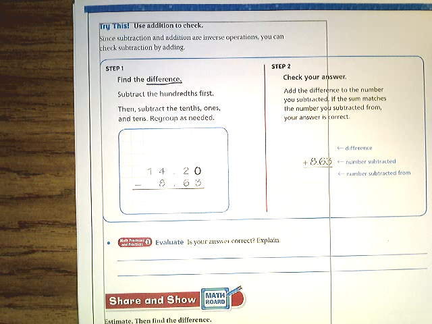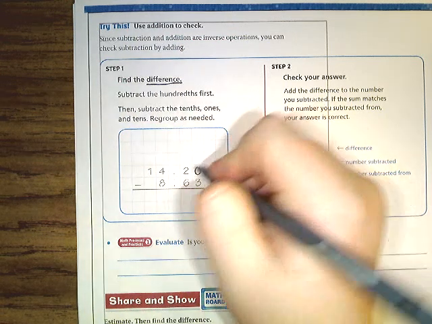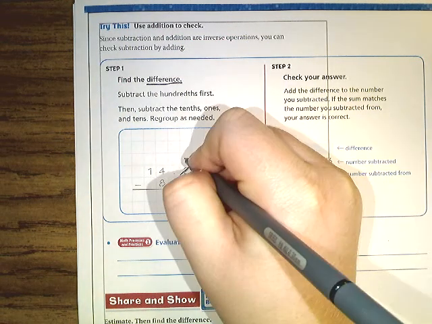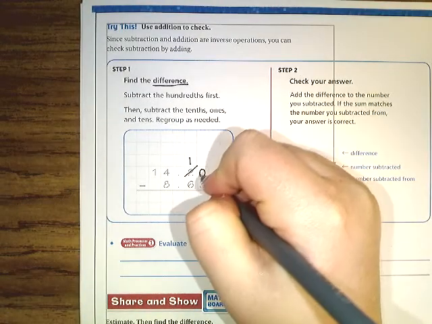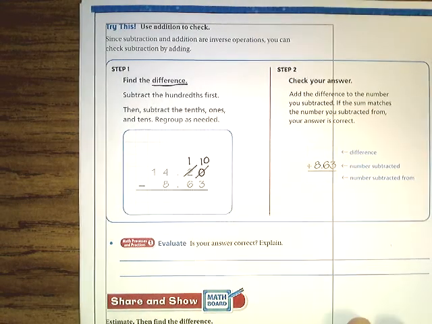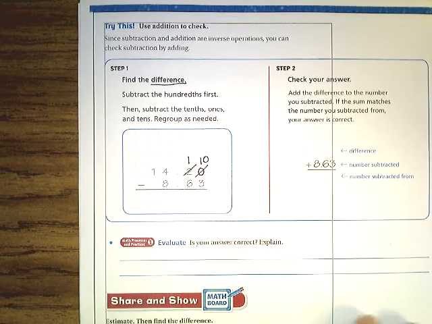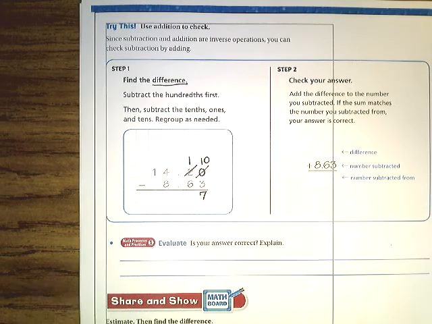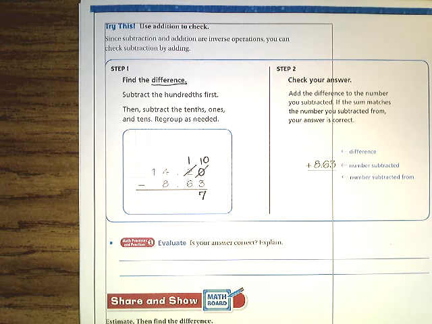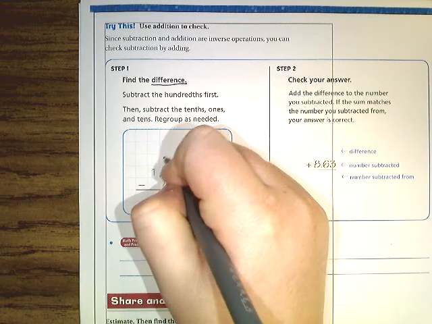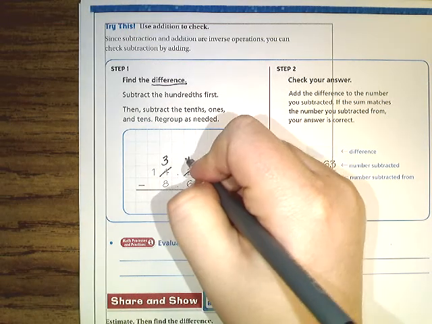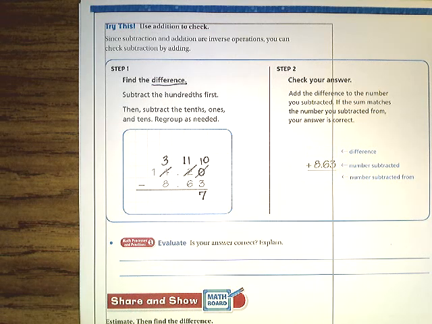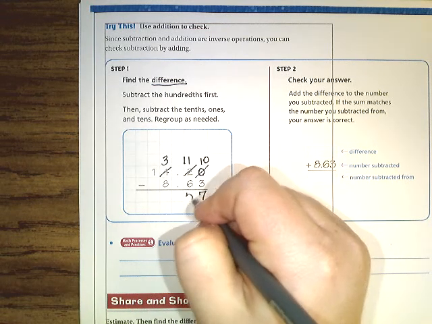0 take away 3. Well, if I have $0 and I owe somebody $3, I don't have enough, so I have to borrow. Okay, so I borrow from my 2. That becomes 1. 0 becomes 10. 10 take away 3 is 7. Now, 1 cannot take away 6, right? So we have to borrow from the 4. The 4 becomes 3. The 1 becomes 11. And 11 take away 6 is 5.